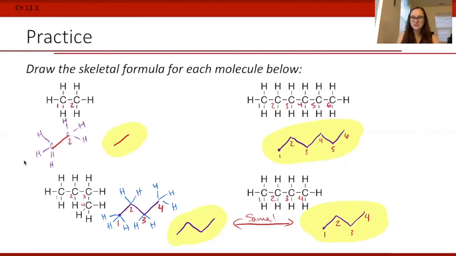Okay, so here are your answers for your practice. Please commit to drawing molecules like this. It'll save you so much time, and I will be using it for the rest of the semester. So I will see you guys in the next video.